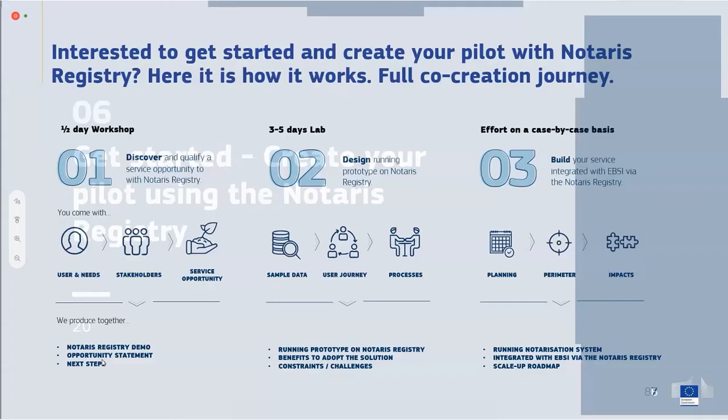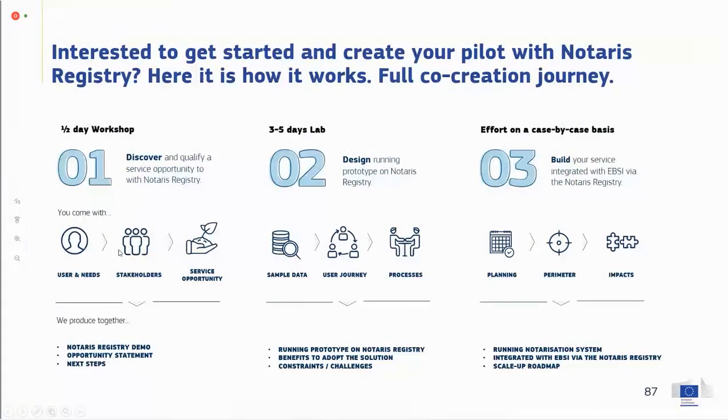So first of all, I will give the floor to you, Dennis, who will explain in a nutshell how it works. There are three main ways of engaging, and this could be seen from left to right, from less mature to more mature. The first thing is the discovery workshop, where you can, in half a day, if you have an idea about the user and the needs, the stakeholders, and the opportunity in general, sit together with us and go through the case. So we could have a first very easy way of using the system.